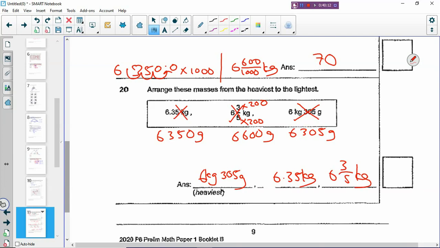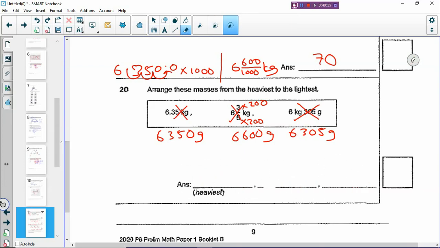All right. From the heaviest to the lightest, right? Let me see. Heaviest to the lightest. I think mine is from the smallest to the heaviest. So I arranged in a different way. So let me just erase everything. This is a common mistake that I make, and some students also do that. They misread.